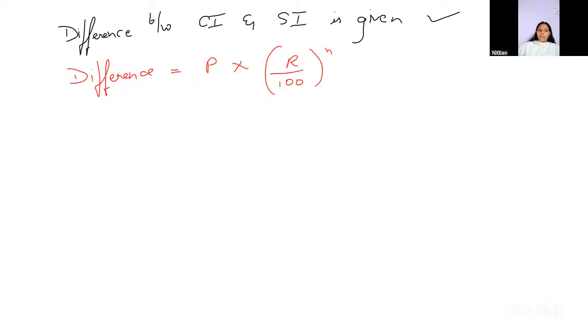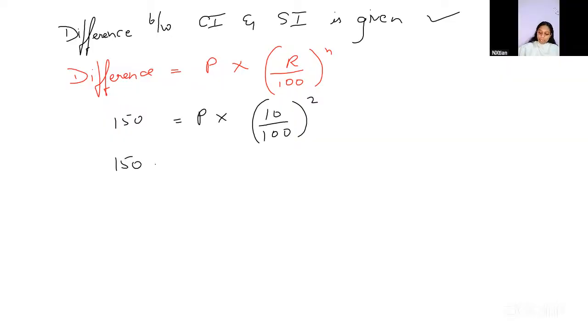Okay. Now compounded yearly is there, so I will not do r by 2 and 2n. I will just take this formula as it is and solve it. Difference is how much? 150. 150 is equals to P into rate is 10, 10 upon 100 raised to the power 2. Now you solve this casually like we do.